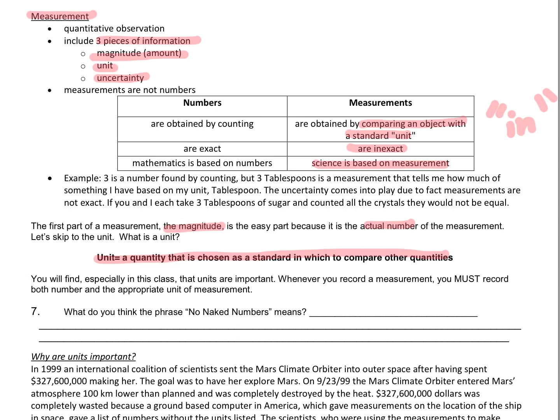Units are crucial for this course. When you give an answer to a problem, if you only give a number, it is only half right, and you will only earn the points for half of it. The units are just as important. So you will find, especially in this class, that these units are important. Whenever you record a measurement, you must record both the number and the appropriate unit of measurement. Based off of that, what do you think the phrase "no naked numbers" means? There's 2.5 lines there. Fill in 2.5 lines for what you think.